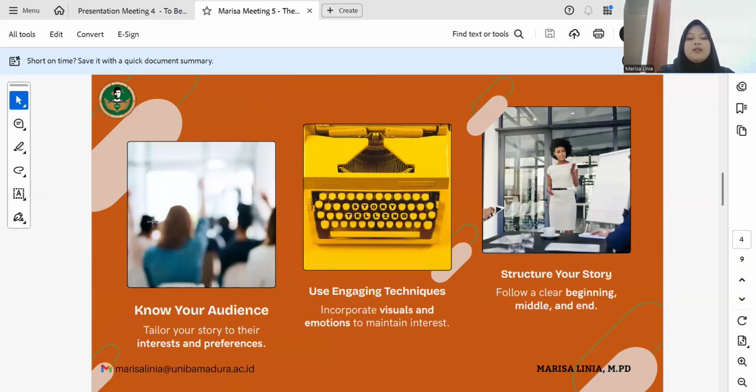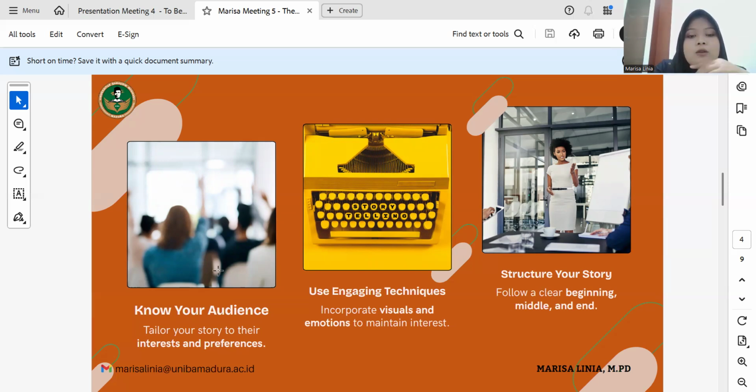The first one is know your audience. This is the same as what I talked about before, in the third meeting, if I'm not mistaken, when we talked about public speaking strategies. Know your audience will help you tailor your story to their interests and preferences. This will make your audience interested in listening to you and paying attention to you.